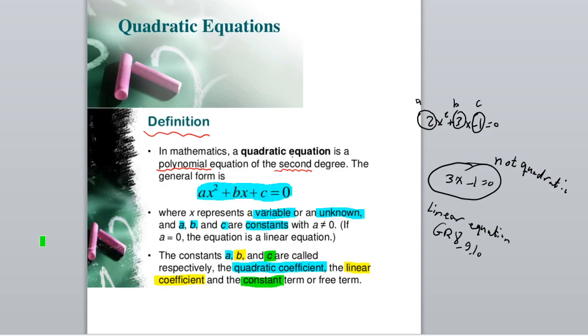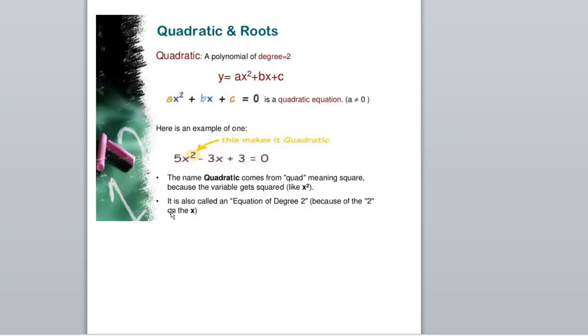Okay, let's go here. Quadratic and roots. What do we mean by roots? A quadratic is a polynomial of degree 2, for example y equals ax squared plus bx plus c. As we saw in the beginning, ax squared plus bx plus c equal to 0 is a quadratic equation, of course with a non-zero. Here is an example, 5x squared minus 3x plus 3 equal to 0.